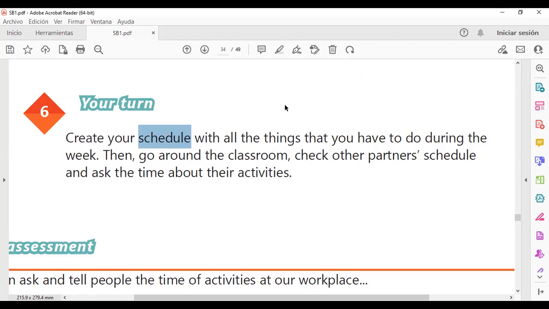What schedule, people? Hello, hello. Cronograma. Yeah, but that's cronograma, right? But a very common way to say it is horario, right? Horario. Create your schedule with all the things that you have to do during the week. Then go around the classroom and check your partner's schedule and ask the time about their activity.